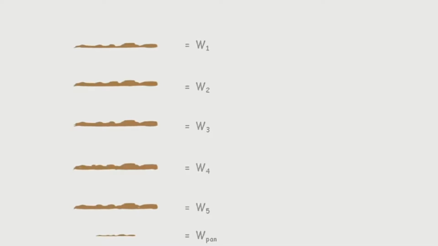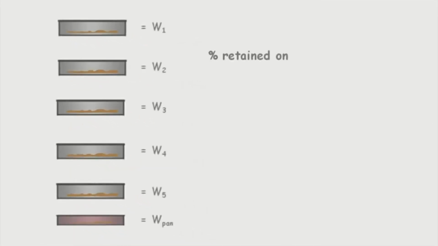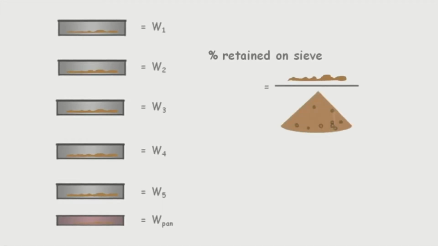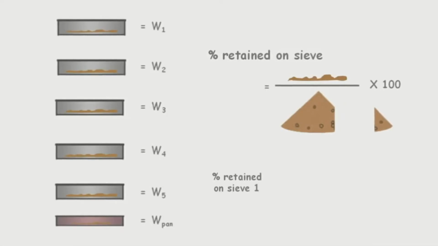Now we calculate the percentage of the amount of soil retained on each sieve as the weight of retained soil on the sieve divided by the total weight of soil sample, multiplied by 100. This way we know what percentage of the total weight is retained on a particular sieve. Percentage weight retained on the first sieve is W1 divided by W multiplied by 100. Now let's say these percentages are P1, P2, P3, P4, P5, and P pan.